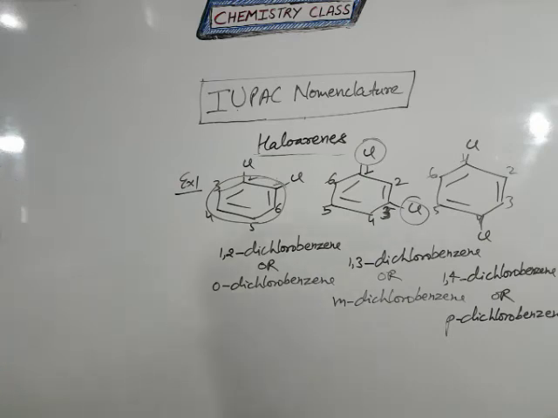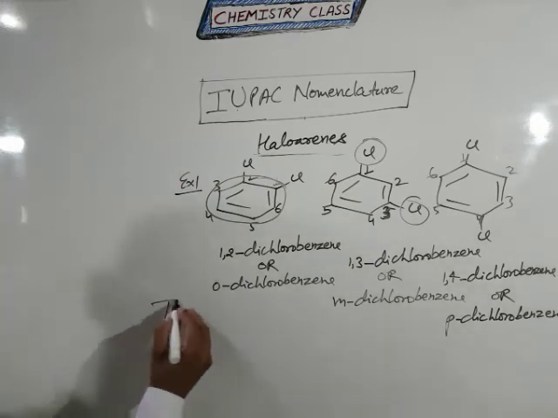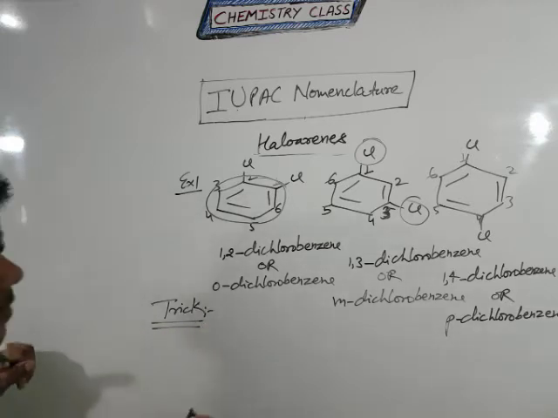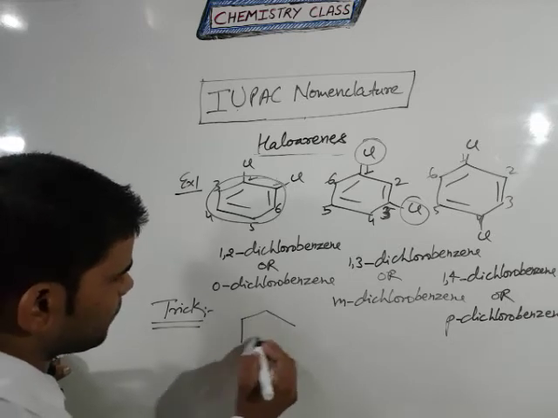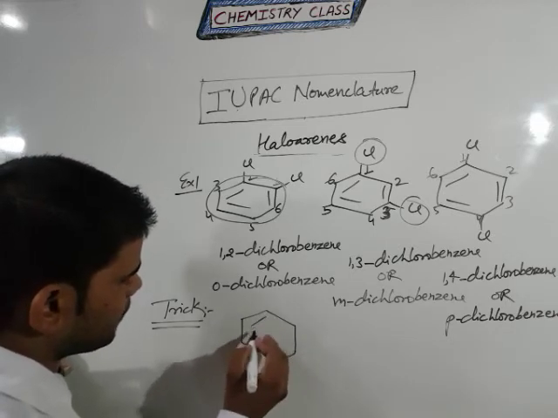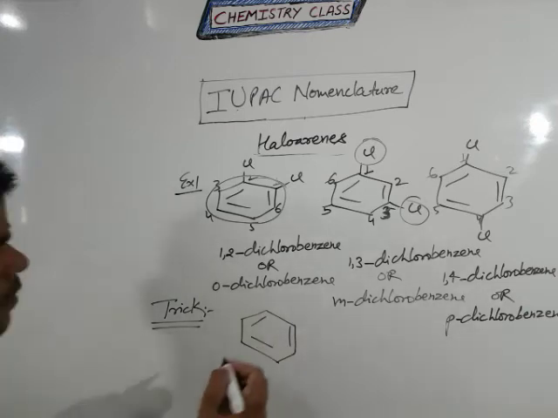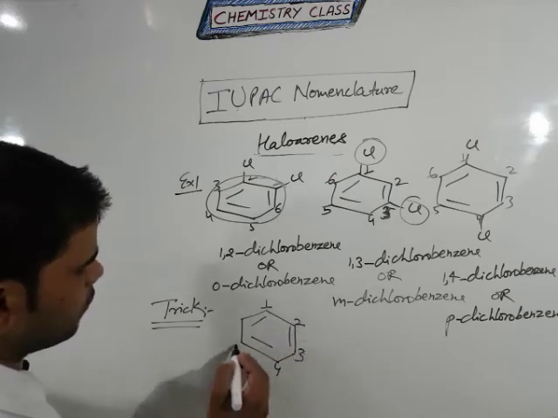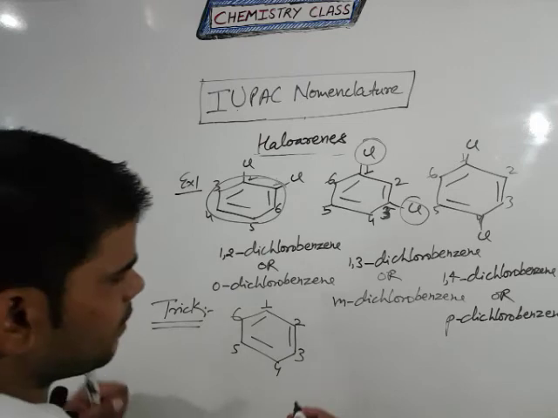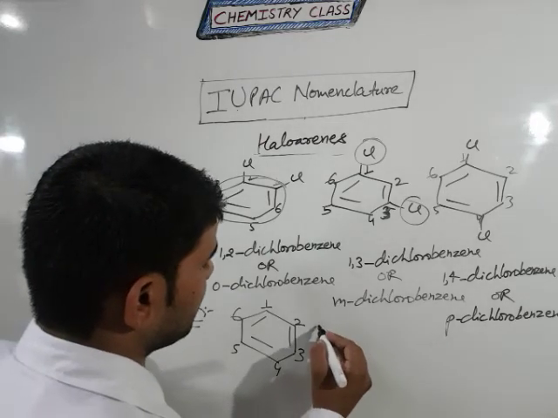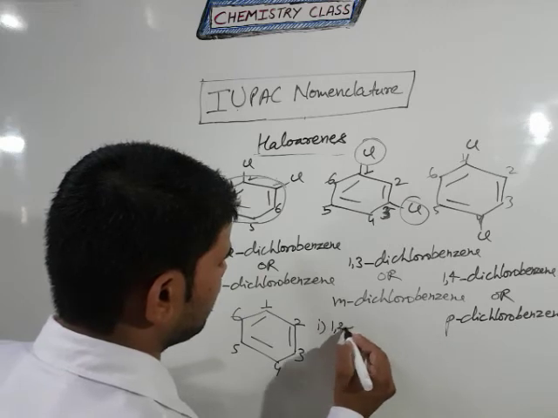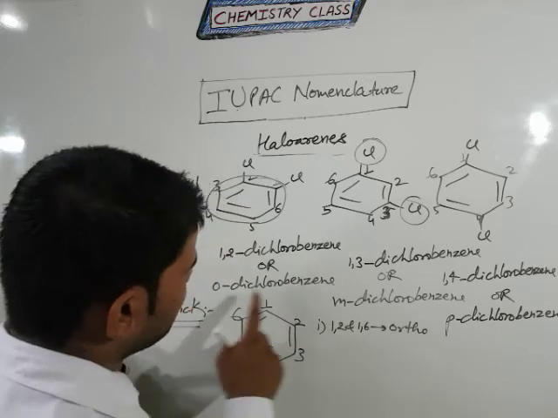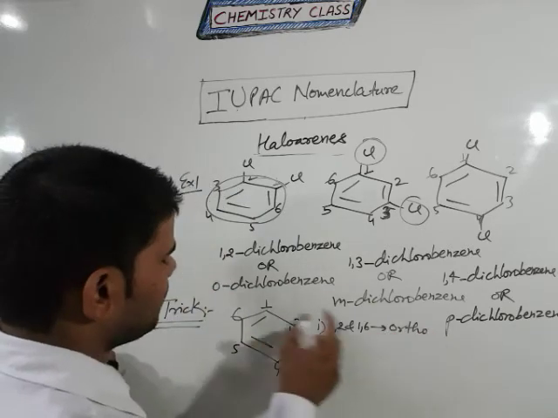Clear? So students, see here the trick of ortho, meta and para. Clear? So students, if the benzene ring has two similar groups, first write the numbering of the carbon atoms 1, 2, 3, 4, 5 and 6. Clear? So the first condition is that 1, 2 and 1, 6 is known as ortho position. Ortho means O dash.